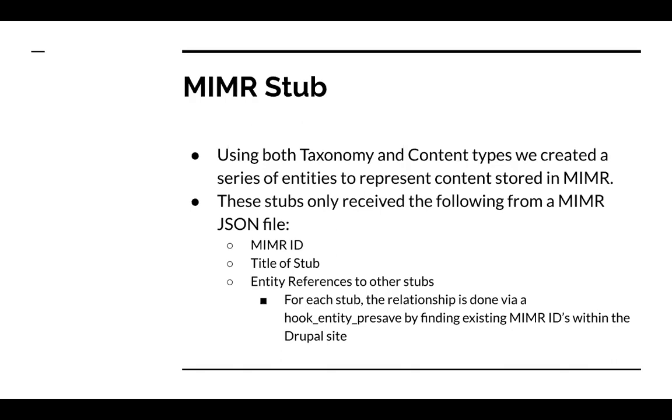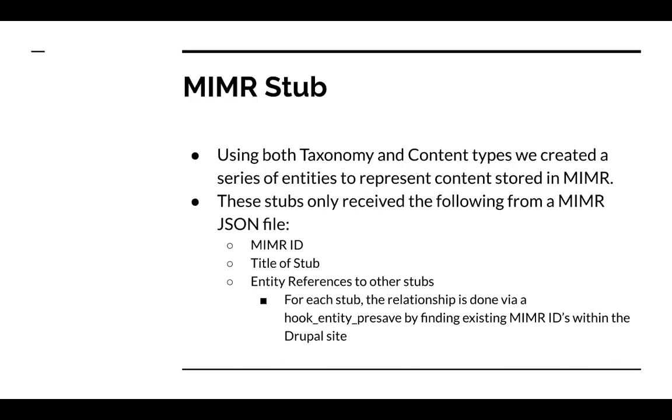The reason we call these stubs is because the information we're actually passing from MIMR is very minimal, because we don't want to have editors going back and forth between the Drupal site and MIMR to update information. So when it comes to what it actually gets from MIMR itself, it only gets a couple of things: the external MIMR ID, the title of the stub, which serves as the title of the entity, and any entity references to other stubs that exist within the site.